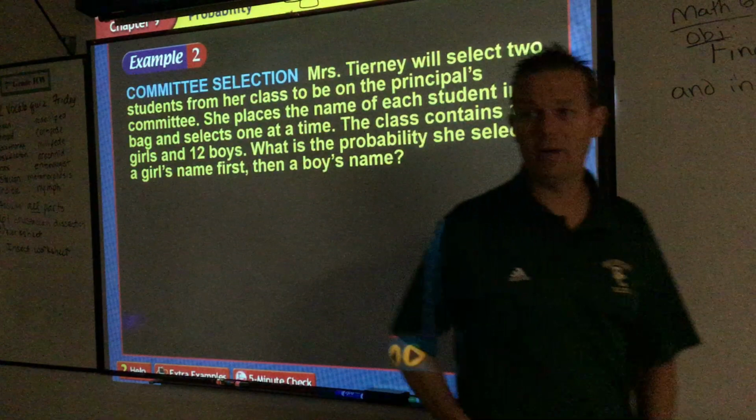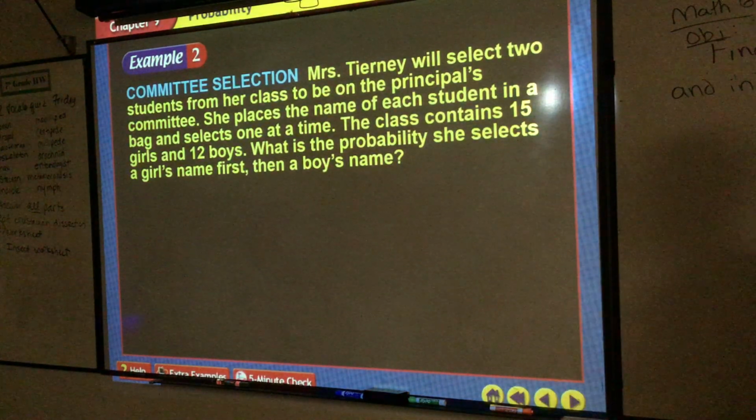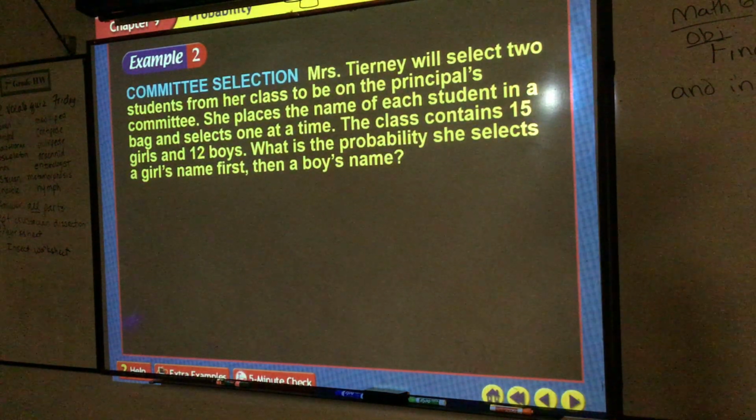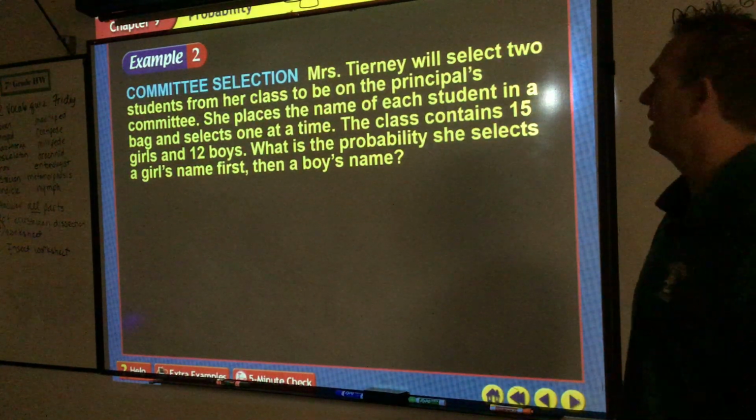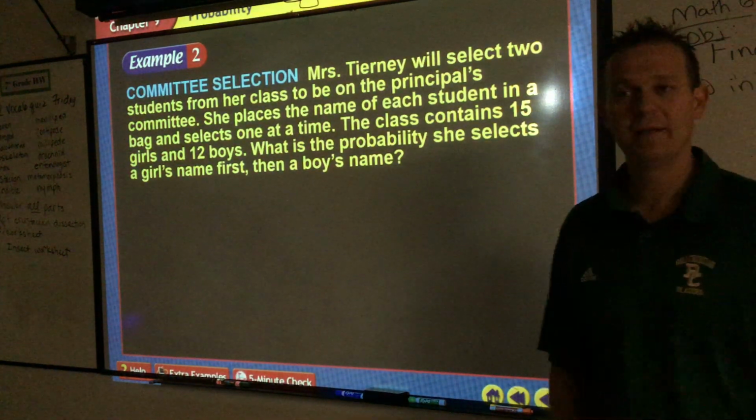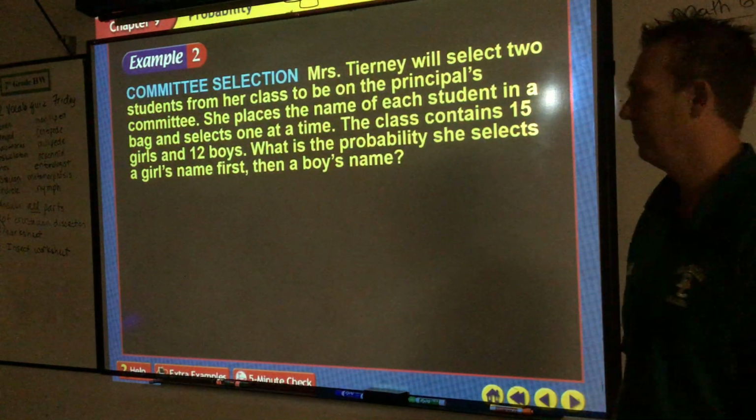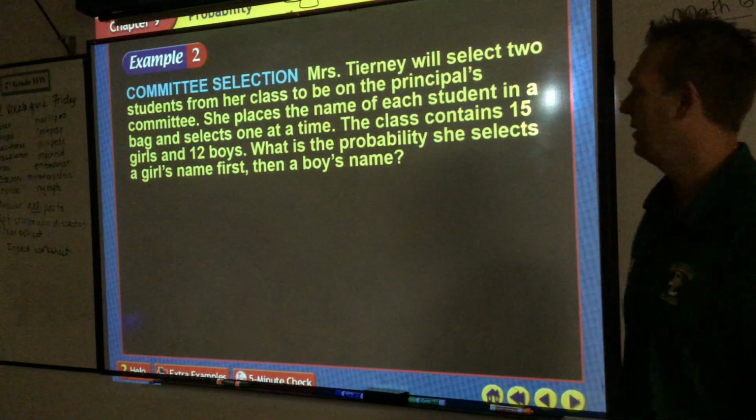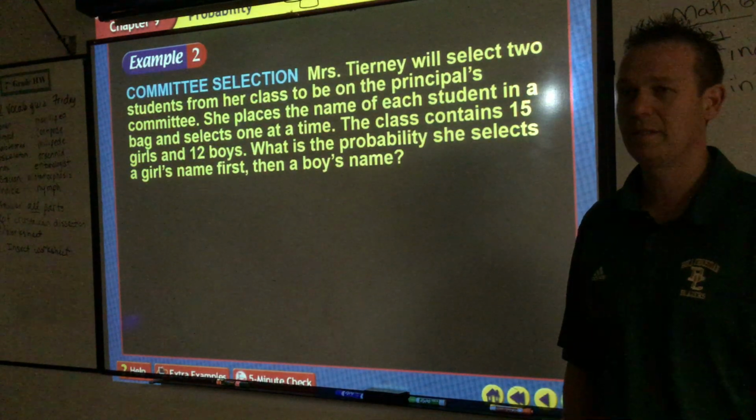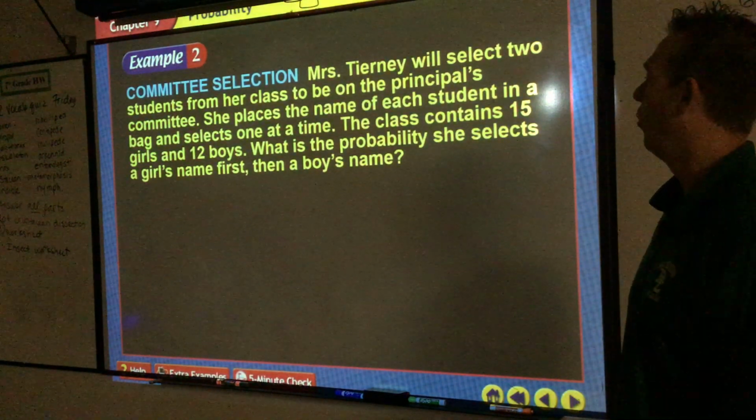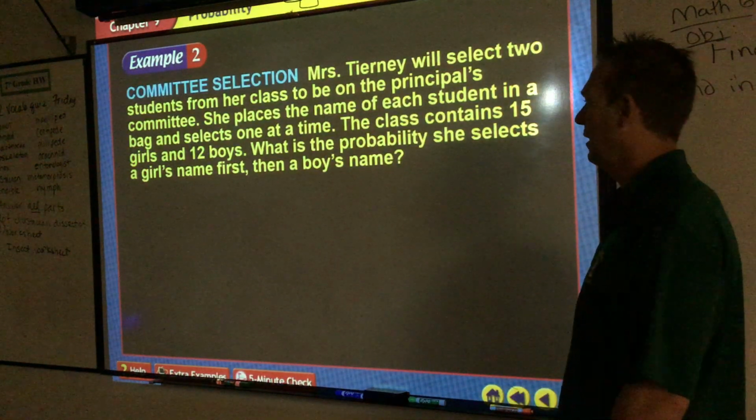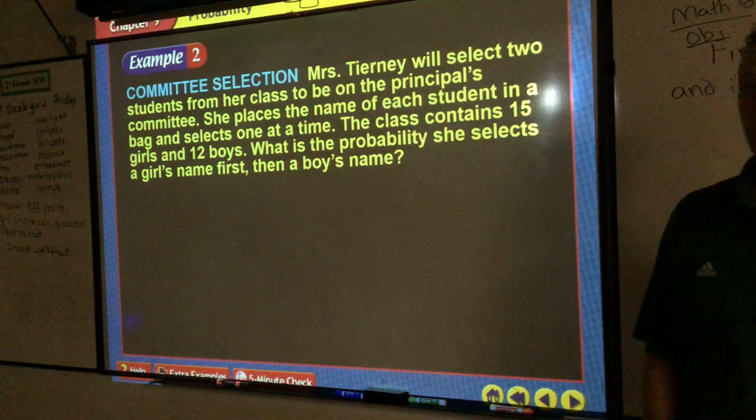Mrs. Tierney will select 2 students from her class to be on the principal's committee. She places the name of each student in a bag and selects one at a time. The class contains 15 girls and 12 boys. What is the probability she selects a girl's name first, then a boy's name?